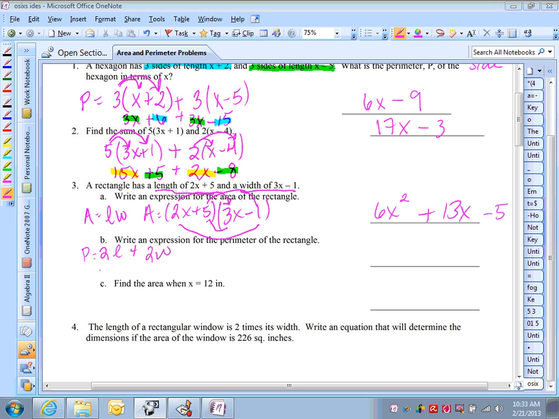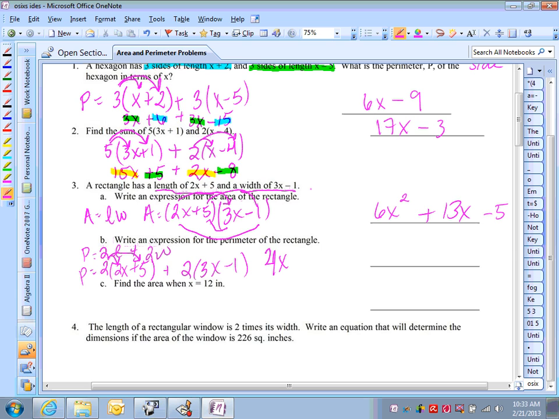So all I'm going to do is plug in for my length. It's 2 times the length they tell us in the problem, 2x plus 5, plus 2 times the width, which is 3x minus 1. So I just replaced the length and the width with the expressions that they give us, and I'm going to distribute the 2.